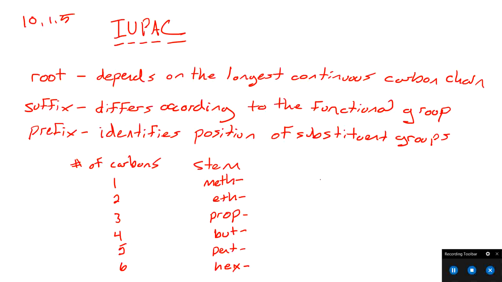If you do happen to come across additional carbons, 7, 8, 9, or 10: 7 we use hept, 8 is oct, 9 is non, and 10 is dec. So there is a chance you could see them, but again, IB says you only need to know how to name 1 to 6.